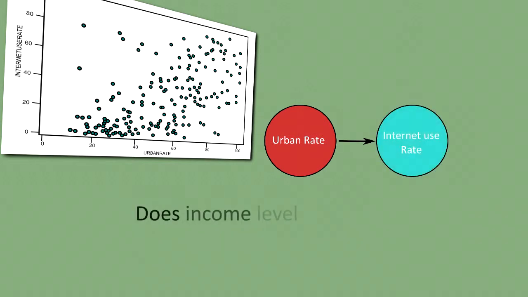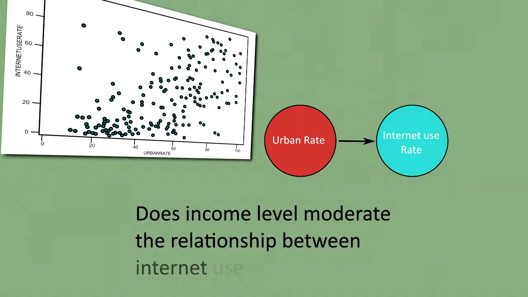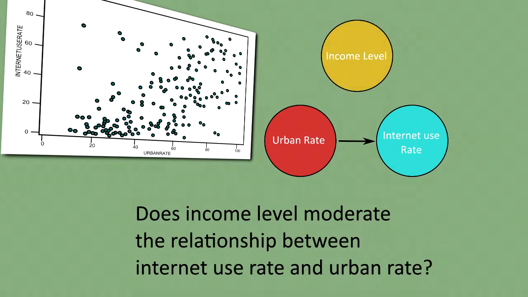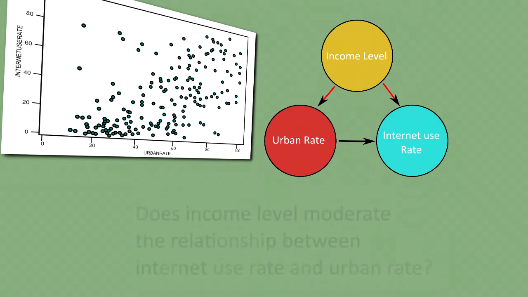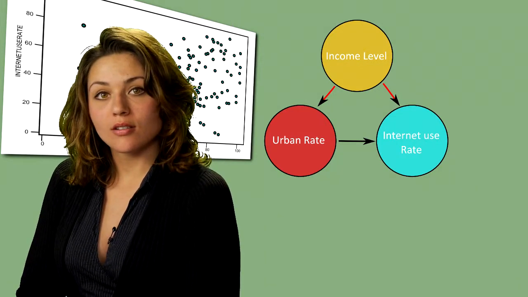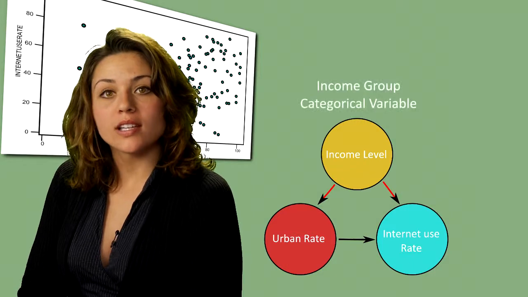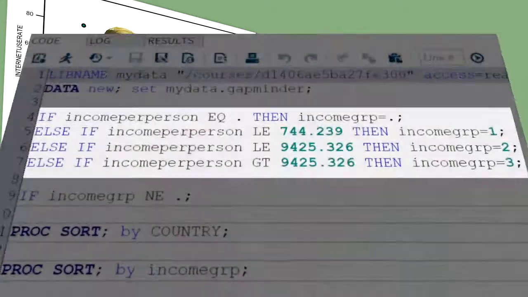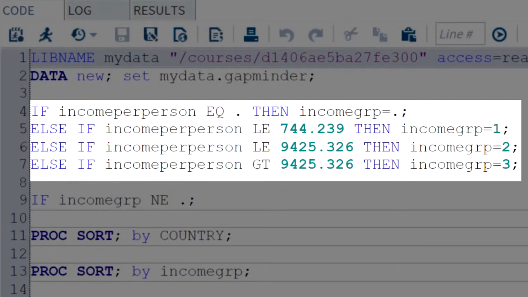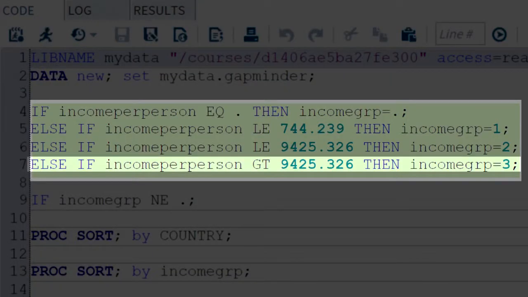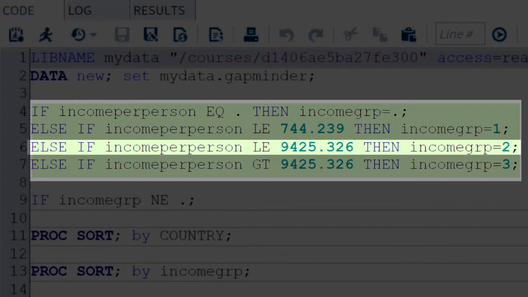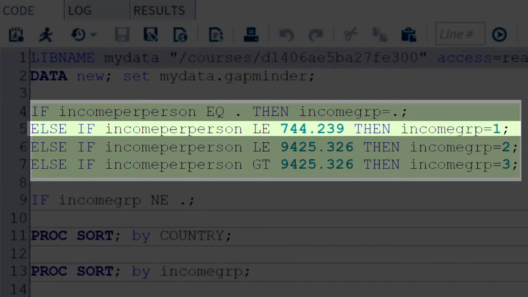correlation between urban rate and internet use rate differ based on countries with different income levels? To explore this question, we've created a third variable called income group, which is categorical. For this new variable, the income per person variable, which is quantitative, was categorized as a high income country given a value of 3, a moderate income country given a value of 2, and a low income country given a value of 1.